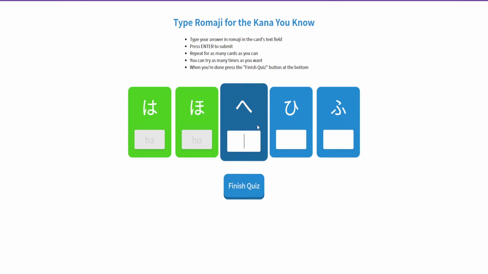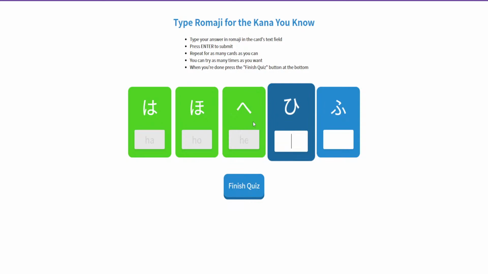Alright, next up is one that looks like a mountain. One might even say Mount St. Helens. This is he. Good job. Man, wow, he just has a big nose.